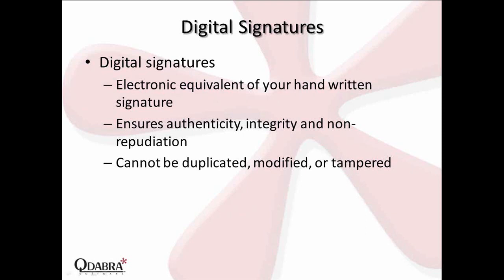And when a document is signed with a digital signature, it creates an electronic fingerprint. And this fingerprint or coded message is unique to both the document and the signer. So it ensures authenticity, integrity, and non-repudiation. Non-repudiation meaning that a user can't deny that they signed the document. Also, the digital signature cannot be duplicated, can't be modified or tampered.